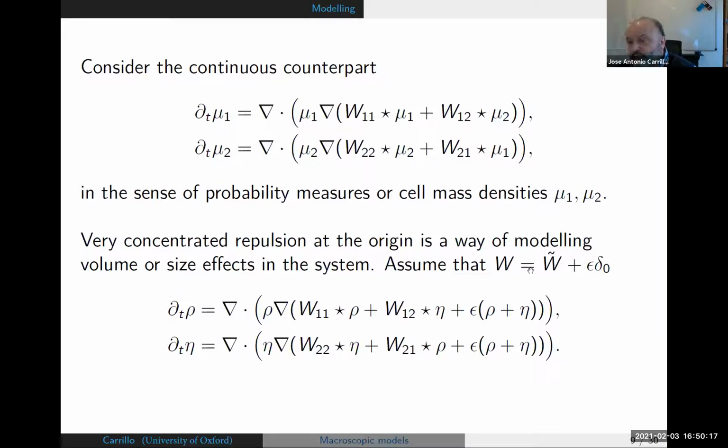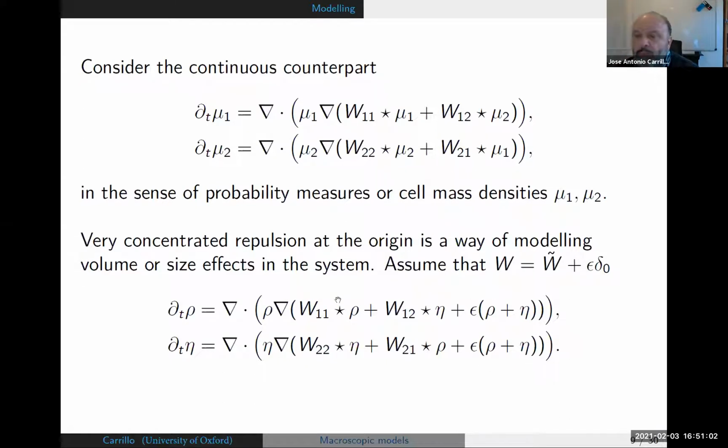What I'm going to assume is that the potential is some nice potential that will model either attraction or repulsion, depending on what we are interested in, plus a Dirac at zero. And this Dirac at zero is going to be the part of the strong repulsion. And if you do that, if you just formally put a Dirac here, of course the gradient, you will put it on the density. So what you will get is density times the gradient of the density. So what you are doing is extracting from each of the four potentials terms of the form epsilon gradient rho, epsilon gradient eta, and so on and so forth. So at the end, what you get is this additional term here.